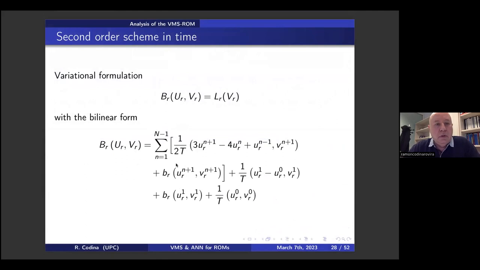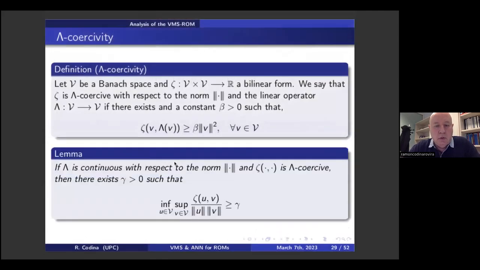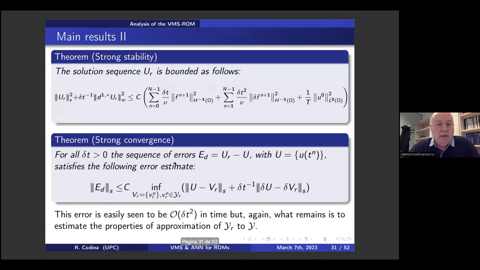Well, the same can be done for second order schemes in time. So I will go directly to the final result. And the final result states that we also have an optimal error estimate for the second order scheme in time. The only difference is that we have to have estimates not only for the difference between the unknown U and the reduced order model component VR, but also for increments of, so differences between two components of the unknown U and the possibly best approximation to U in the reduced order model space.